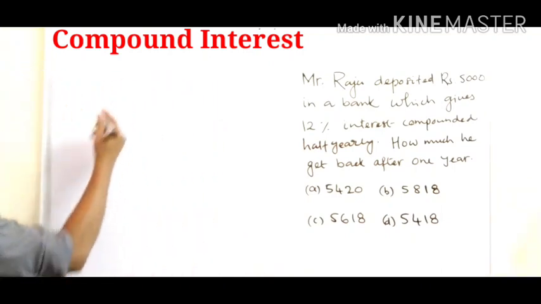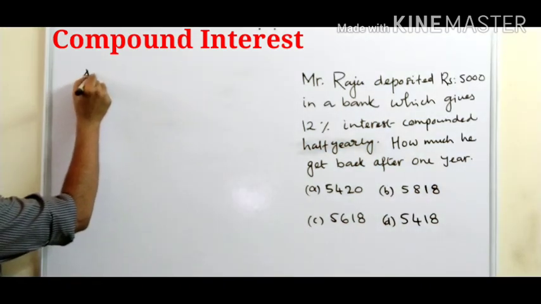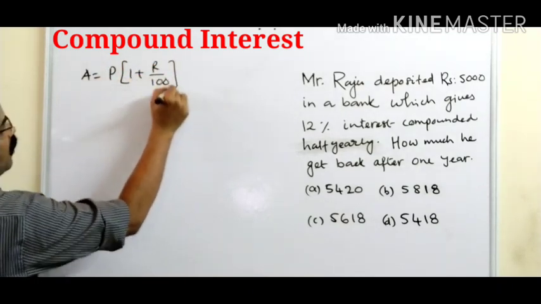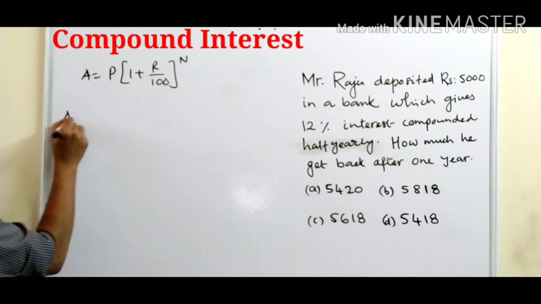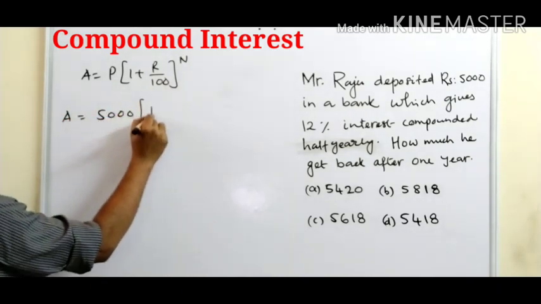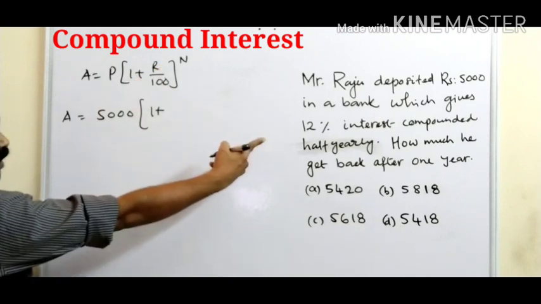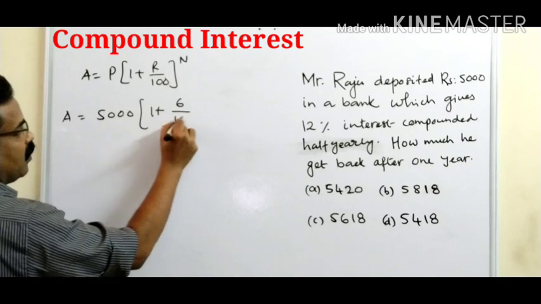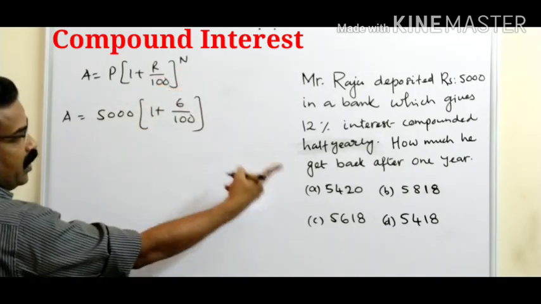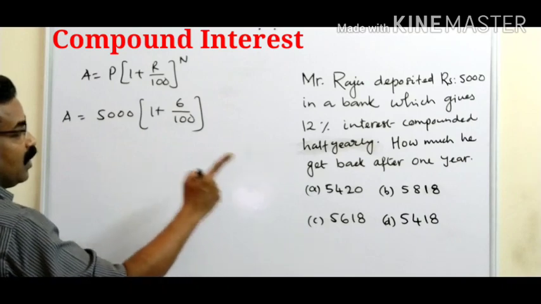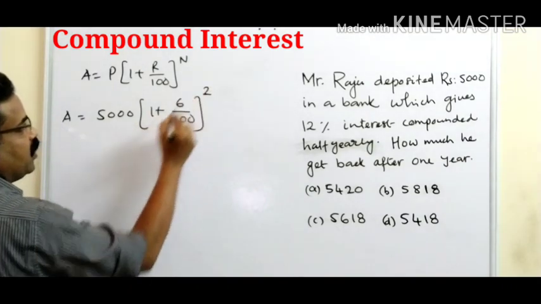So I am directly applying the formula. A is equal to P into 1 plus R by 100, power n. So here the amount will be equal to P, 5,000 from the question, into 1 plus R by 100. 12% for 1 year compounded half yearly, so it will become 6 by 100. And in 1 year compounded half yearly, how many half years? 2 half years. So n is equal to 2.